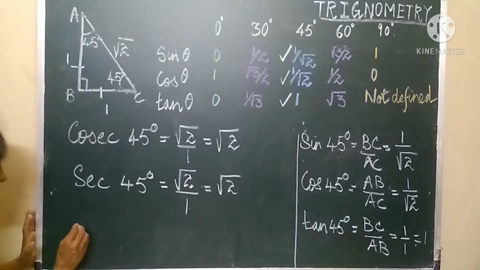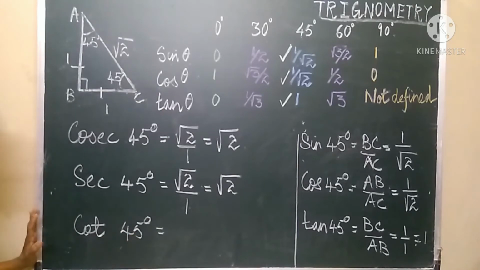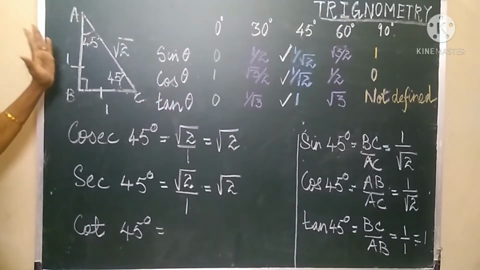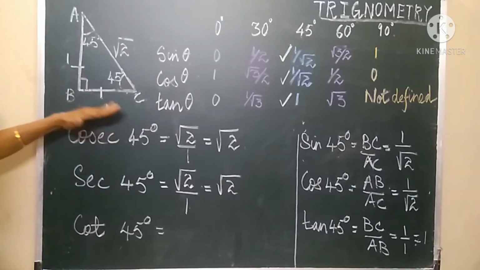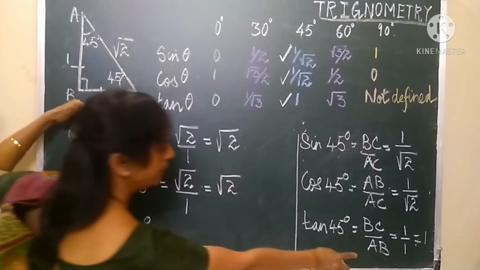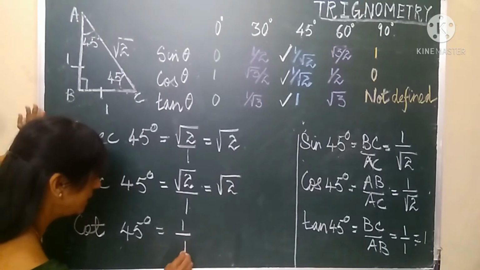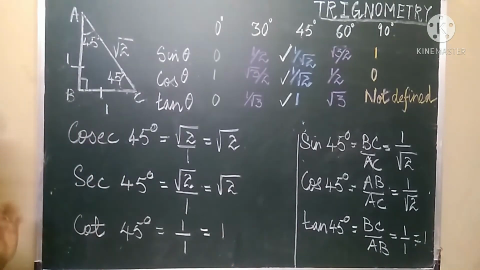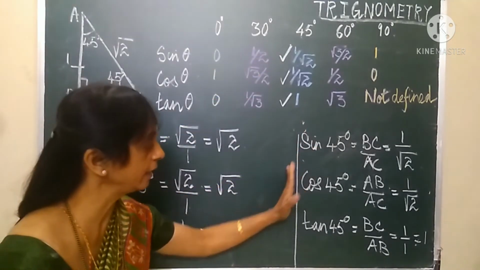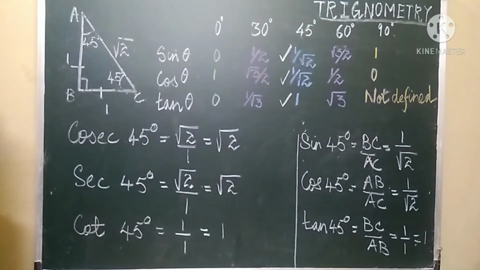Inverse of tan is cot of the same angle 45. What is the inverse? It will be adjacent side upon opposite side, AB upon BC. Just the reverse, AB upon BC. How much is AB? 1. BC is 1, 1 upon 1, that is 1. So what did we see over here? For any particular angle, we found out their basic trigonometrical functions as well as their inverses.